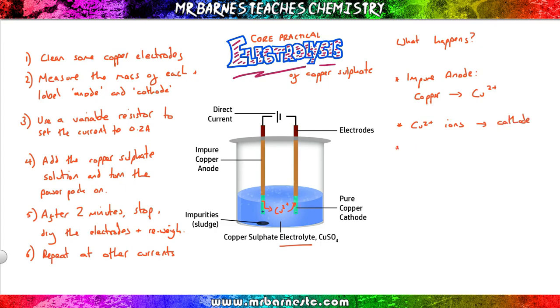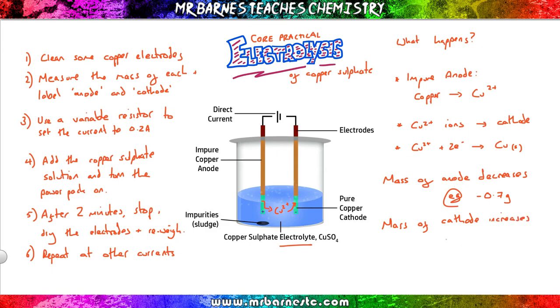When they get to the cathode, they will gain electrons and turn back into copper. So if you remember, OIL RIG, oxidation is loss, reduction is gain. They are reduced at the cathode and turn back into copper atoms. Therefore, the mass of your anode is going to decrease. For example, it may have gone down by 0.7 grams, I've just made that value up. And your cathode is going to increase, for example, it could go up by 0.65 grams.